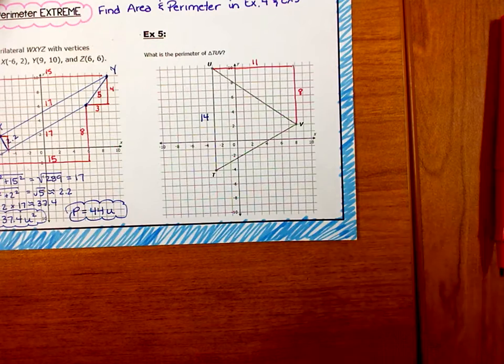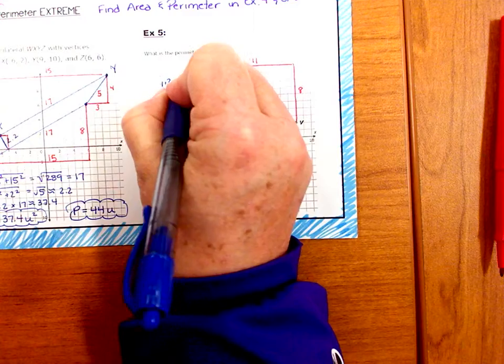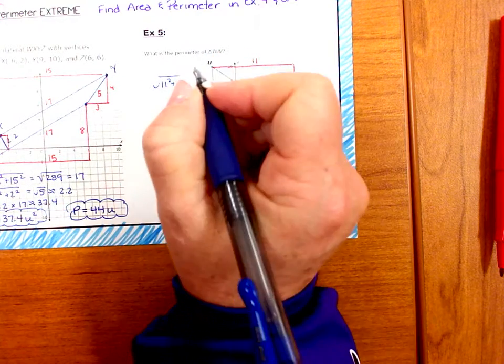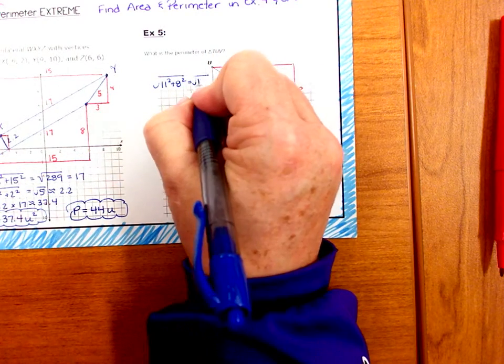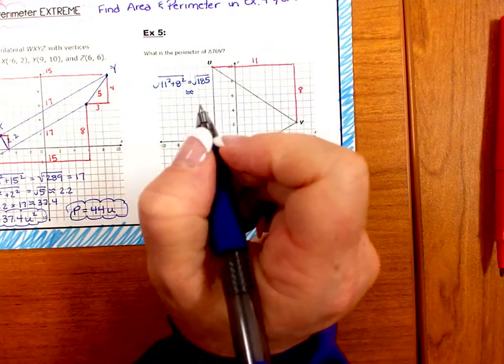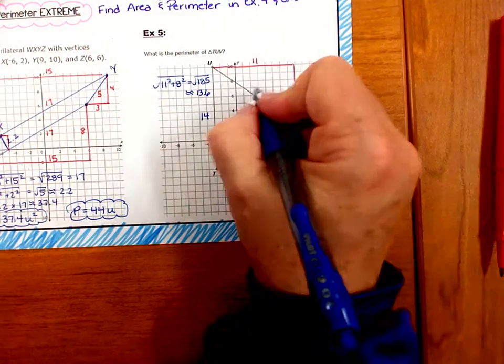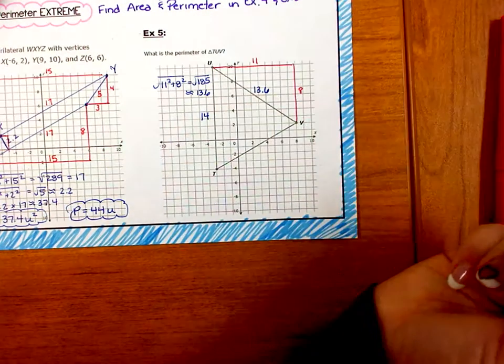Okay, so we want 11 squared plus 8 squared, and the square root of that, which is going to be 185, which is going to be equal to somewhere in the neighborhood of 13.6. Okay, so this one is 13.6.